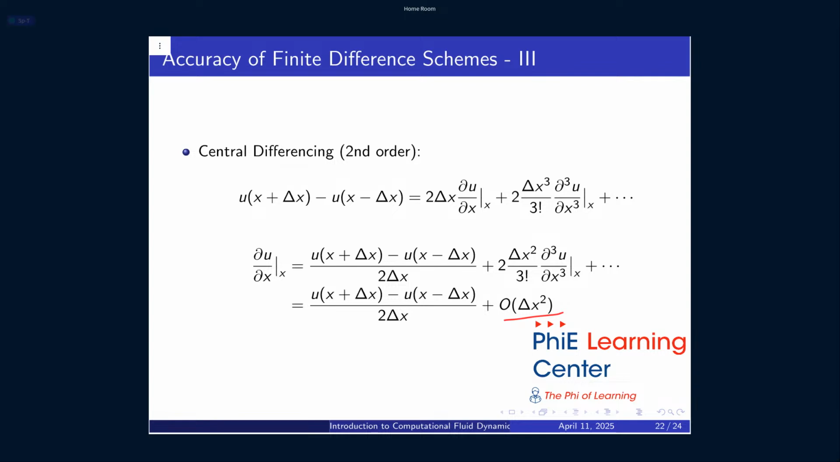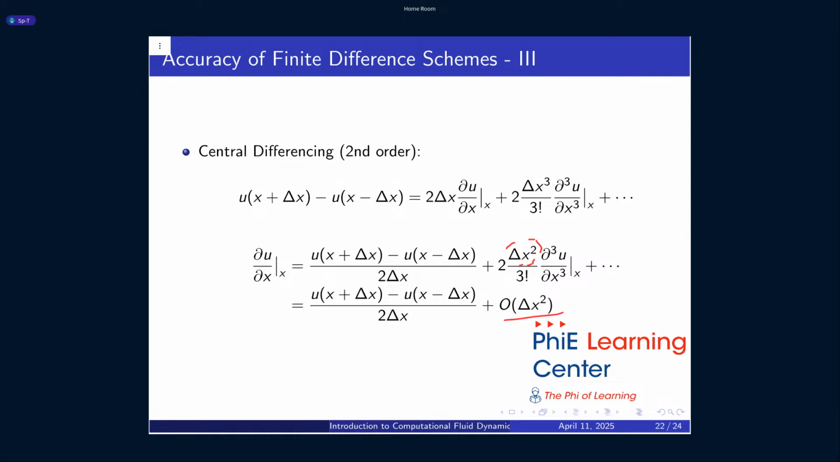Okay. So you have the u of x plus del x minus u of x minus del x. When you subtract them, you will have terms like this. And when you get the dou u by dou x, you are left with this term. And as you can see, the highest term on the higher order term is delta x squared.